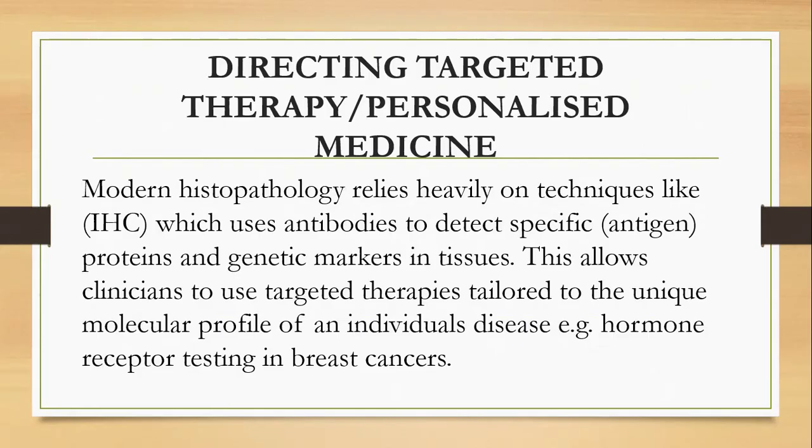It can also guide targeted therapy. Modern histopathology relies heavily on techniques like immunohistochemistry, which uses antibodies to detect specific proteins and genetic markers in tissues. This allows clinicians to use targeted therapies tailored to the unique molecular profile of an individual disease. An example is the hormone receptor testing in breast cancer.